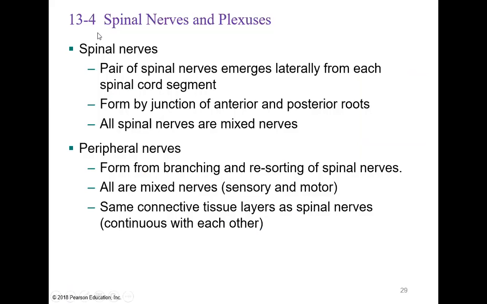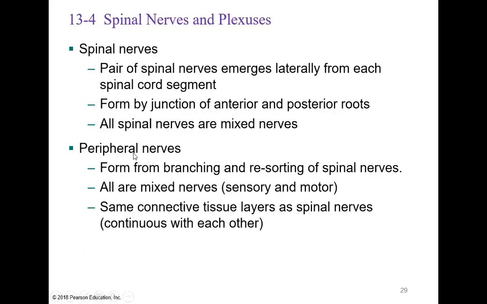Those spinal nerves, remember, they are going to come out laterally from each spinal cord segment. We've already shown that they are formed by anterior and posterior roots. And I already told you guys all spinal nerves are mixed nerves. So this is just kind of a recap. Remember, the spinal cord has bilateral symmetry. So you'll have a spinal nerve that's going to come out on the right, as well as one that's going to come out on the left at every individual level of the spinal cord or the spinal column.